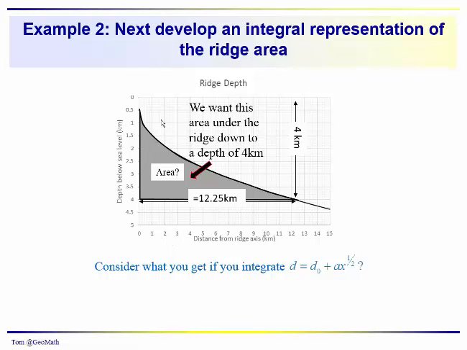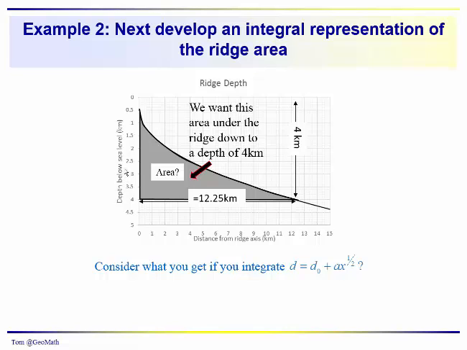Okay, so the next thing that we need to do is to develop an integral representation of this ridge area. This is what we'd like, because once we get the area, we can get a volume. It would be the area times 1 kilometer, which gives us cubic kilometers, and then if we know the density, then we can figure out what the mass is. But think about this first. What are we getting when we integrate this expression?